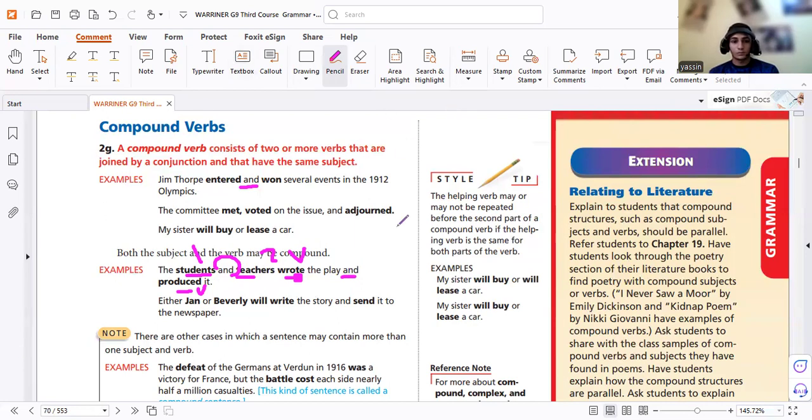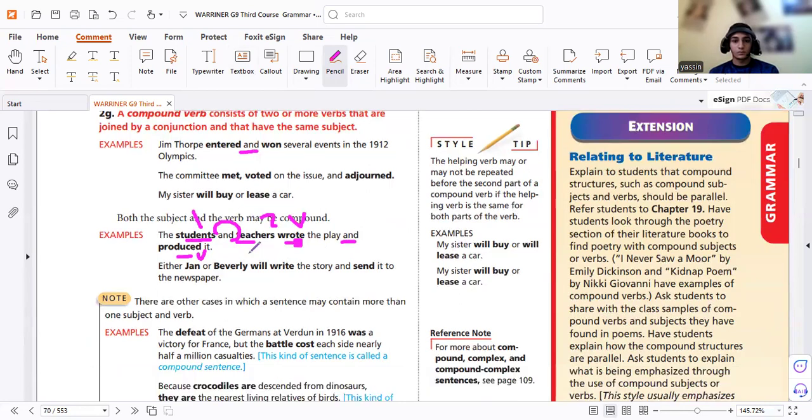Now let's see the next. How about or? Focus on the second. It's the verb. So the meaning is that one of them was right, not all of them. So be careful.